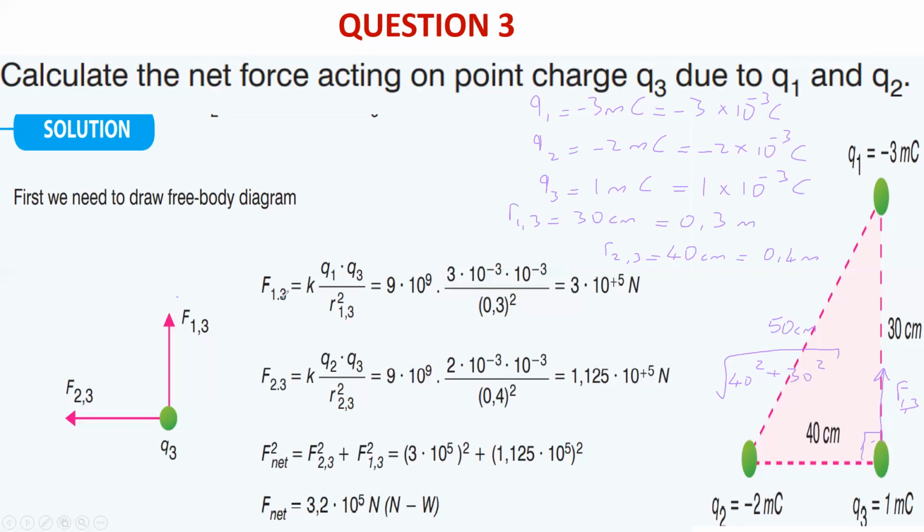So F13, K times Q1 times Q3 over R13 square, and then you are calculating it: 3 times 10 to the power of positive 5 newtons. And F23, K times Q2 times Q3 over R23 square, and then you are calculating it. So which one is stronger? Oh, we don't have to just subtract, sorry, we don't need the stronger one. Only use this formula, F net square, it's coming. As you see, you can use two options.